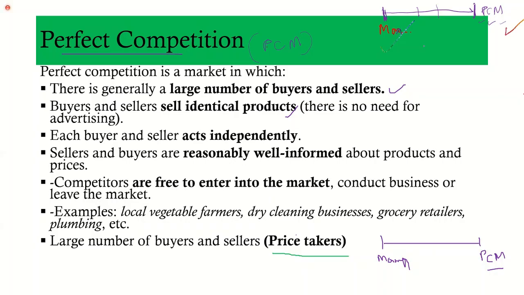Buyers and sellers sell identical products, right? There's no need for advertising. They sell identical products, and each buyer and seller can act independently. Sellers and buyers are reasonably well informed. Independent in the sense you don't have to worry about what the other person does. And reasonably well informed means the information is transparent. Anybody can freely enter and exit, right?